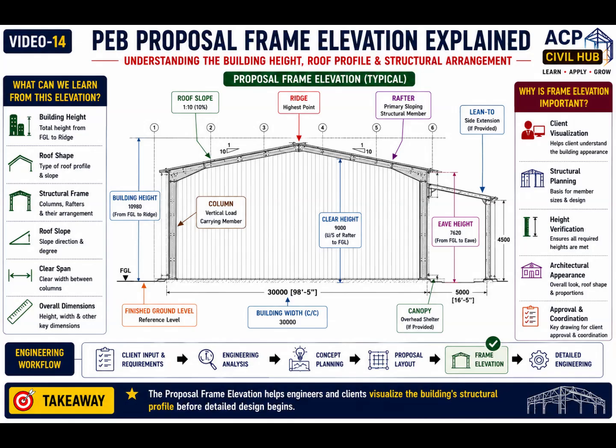Next is the proposal frame elevation. This drawing shows the overall structural profile of the building. Here we can identify the building height, roof slope, ridge, rafters, columns, clear height, eave height, and other important structural dimensions. The frame elevation allows both engineers and clients to understand the building's appearance and structural configuration before member detailing begins.